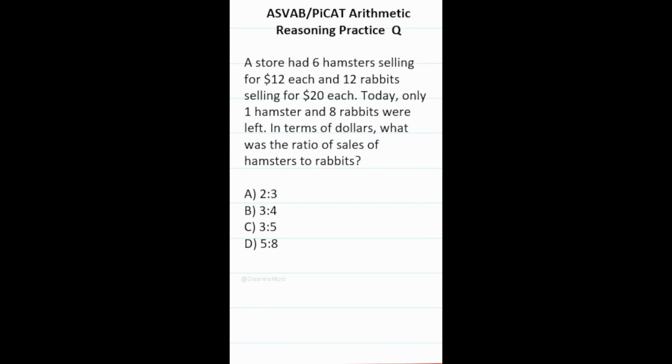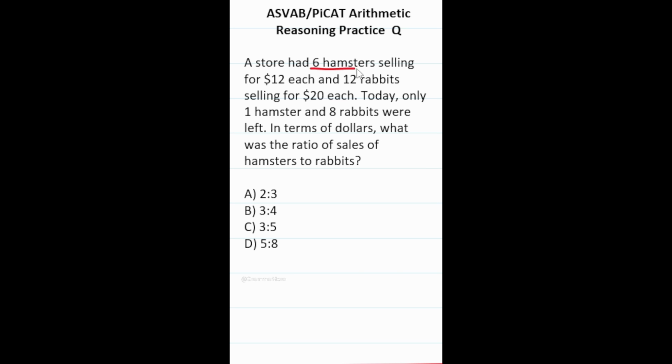This ASVAB PiCAT Arithmetic Reasoning Practice Test question says a store had 6 hamsters selling for $12 each and 12 rabbits selling for $20 each. Today, only 1 hamster and 8 rabbits were left. In terms of dollars, what was the ratio of sales of hamsters to rabbits?